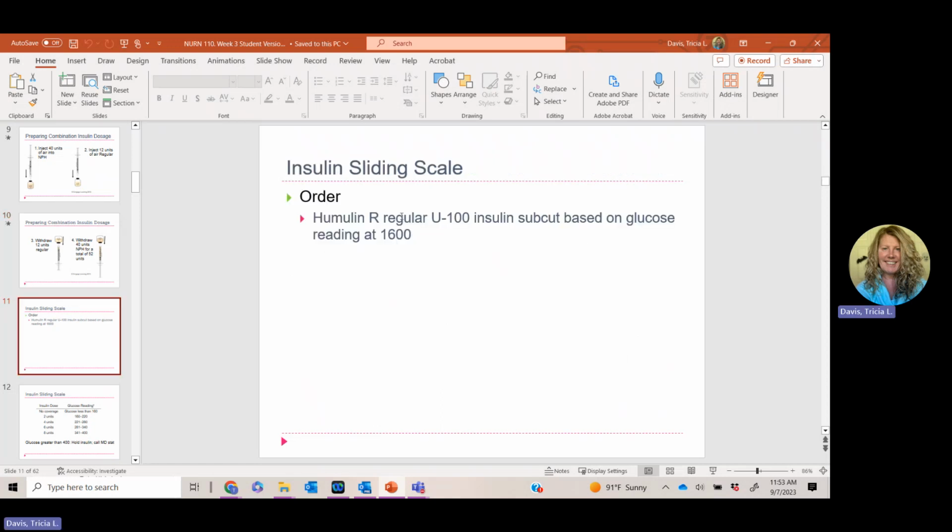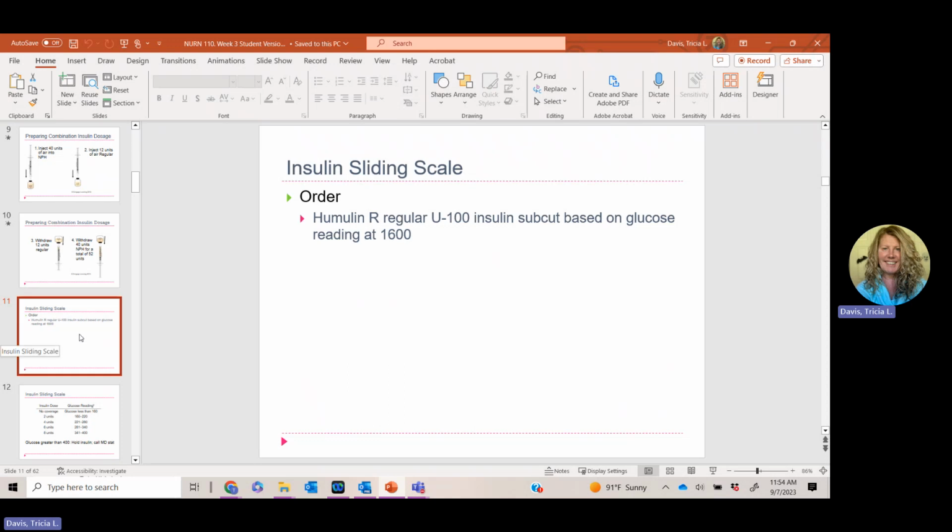All right, so how do we administer insulin? So insulin goes on what we call a sliding scale. And usually the doctor will decide when we want to administer the insulin. Sometimes it's at night, sometimes it's before meals, breakfast, lunch, and dinner, and at night. It depends on what the doctor orders.